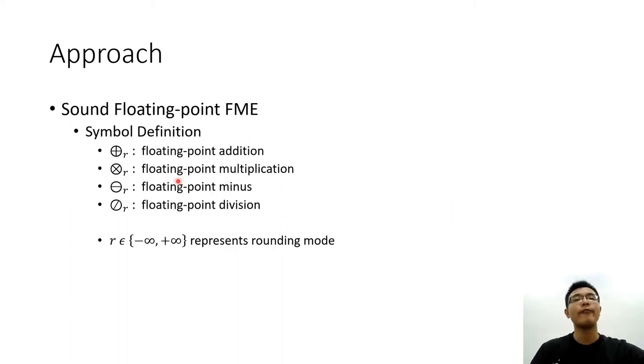Besides, we define the following symbols to make the process of elimination clear. The first symbol means floating point addition. The second means floating point multiplication. The third means floating point minus. The last means floating point division. R represents the rounding mode belonging to the set of minus infinity and plus infinity.